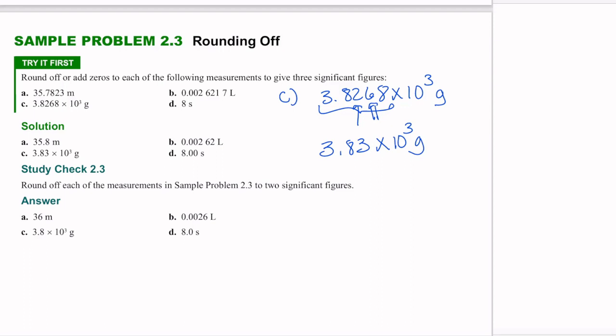The next one is 8 seconds. Now, 8 seconds doesn't have three significant figures, but there's an implied decimal place right behind the 8. So for example, if you get this number on your calculator, but you need three significant figures, you can add two zeros to account for the extra two significant figures. So our answer is 8.00 seconds.